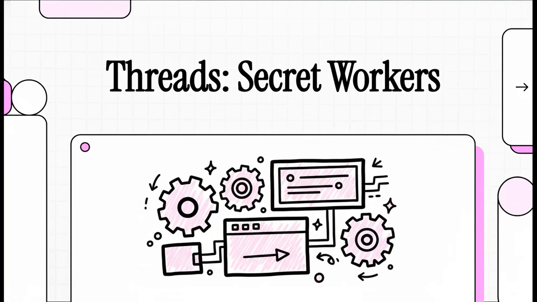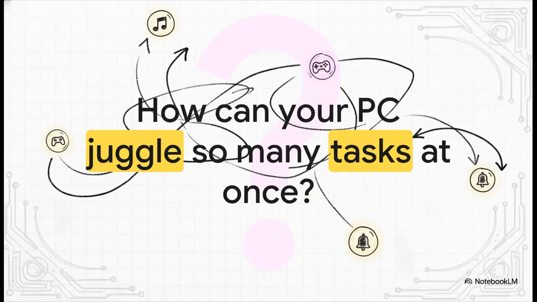All right, today we are pulling back the curtain on the real magic inside your computer. We're talking about threads, the invisible, secret workers that make everything you do feel incredibly fast and seamless. So you ever stop and think about it? How in the world can your computer juggle so many things at once?